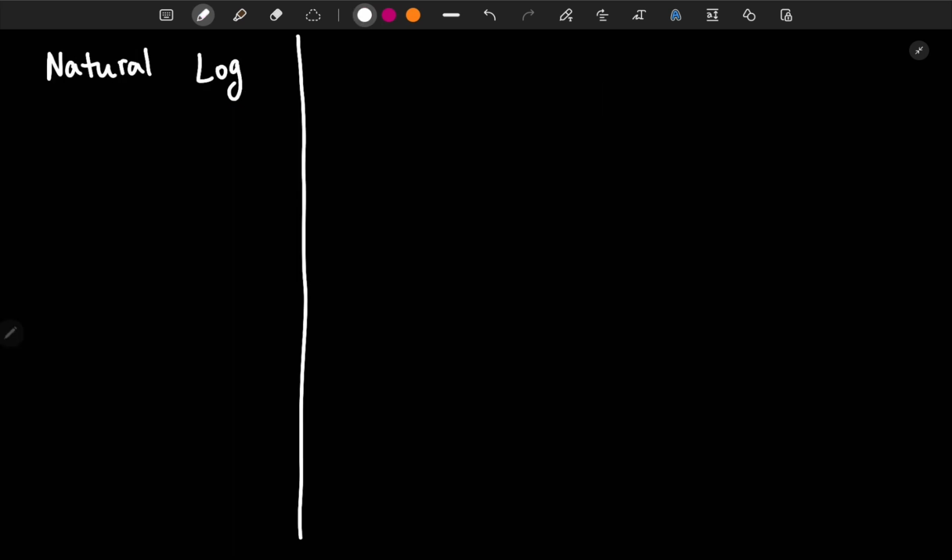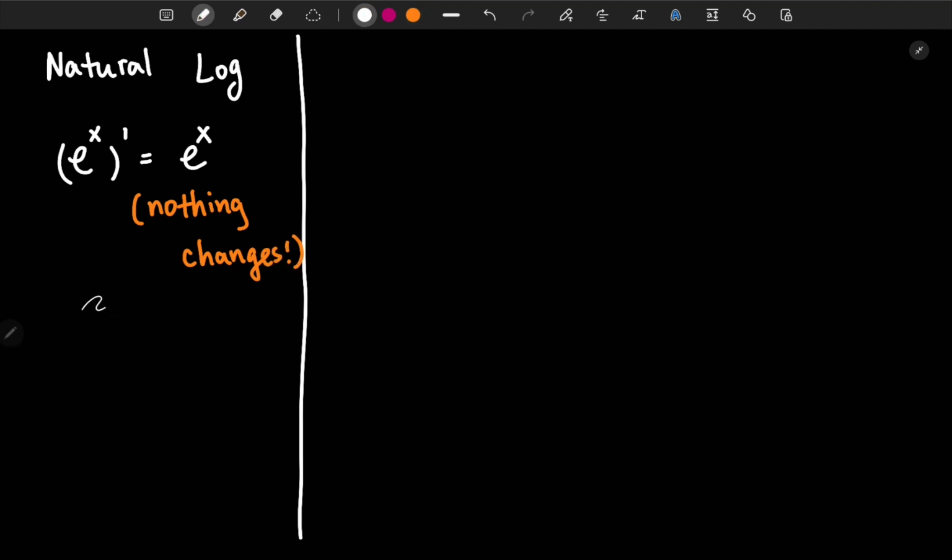Now let's take a look at the derivative of the natural log and exponential. This is one of my favorite derivatives because the derivative of e to the x is also e to the x. Nothing changes, which definitely makes our life a lot easier. And the derivative of ln of x is going to be 1 over x. Also very simple. Let's look at an example.